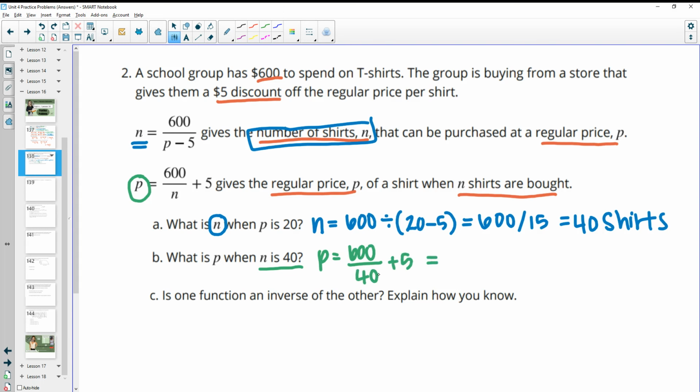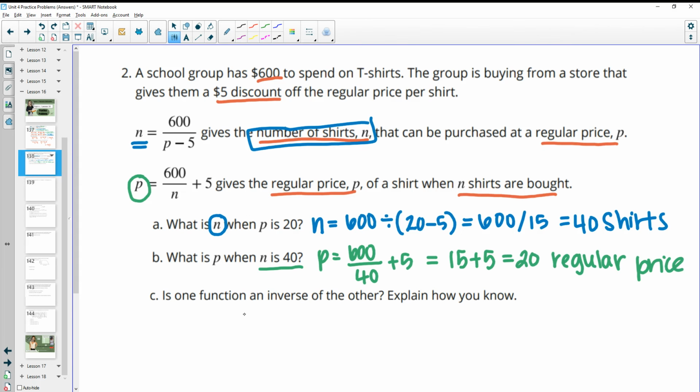So we'll first do the division, correct? Because order of operations would tell us division first. So 600 divided by 40 is 15. And then we'll add that 5 and we get 20. 20 is the regular price. So $20. So that represents the regular price.